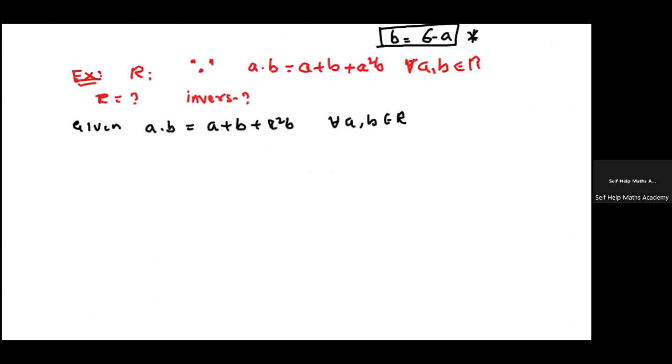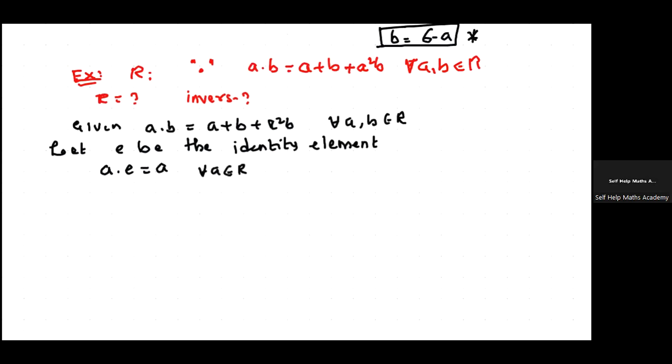So let E be the identity element. By the definition of identity element, we know A dot E should be equal to A. This is valid for all A belongs to R. So now we have to just check A dot E. We have got the binary operation: A plus B plus A square B is equal to A dot B. This is what we define. Now I'm going to apply this.